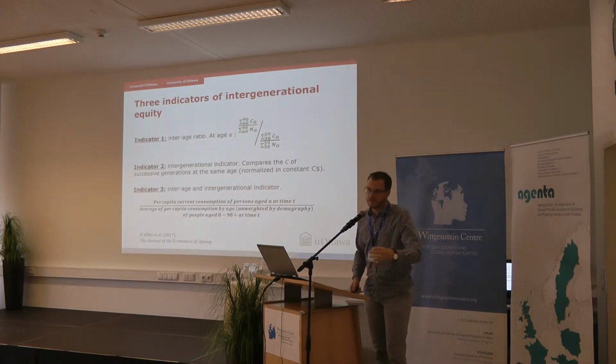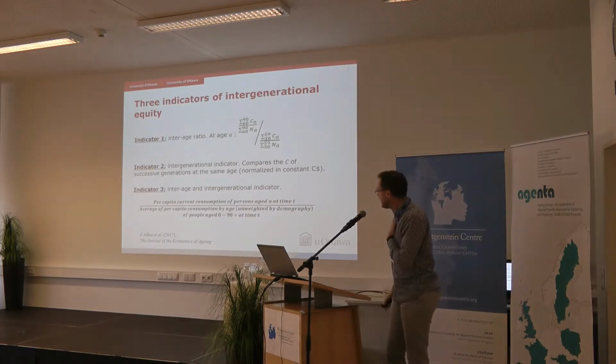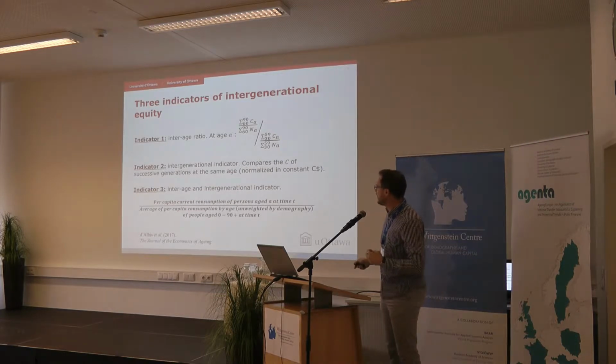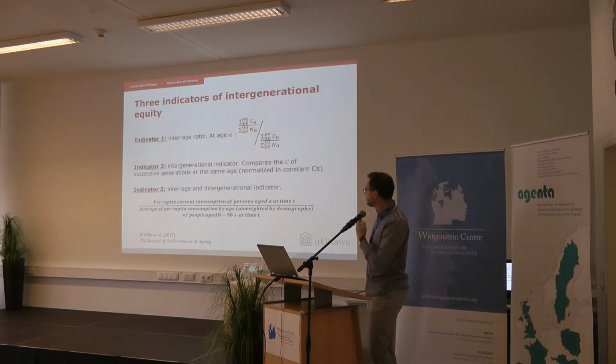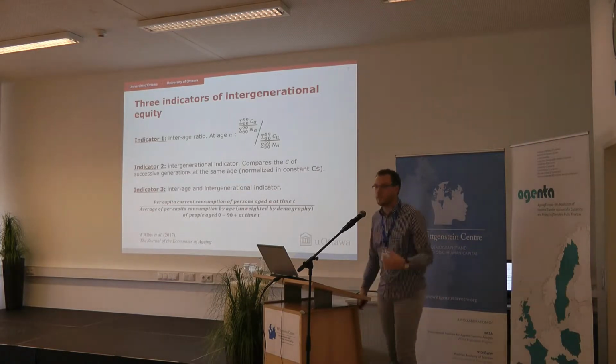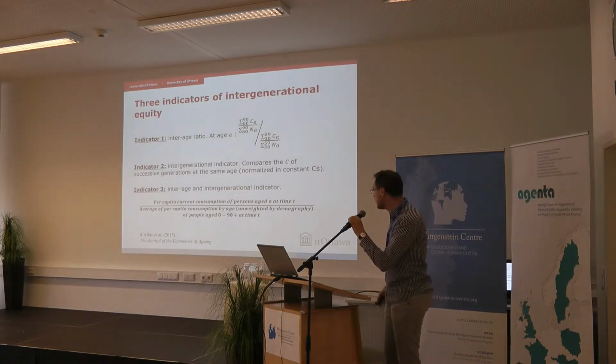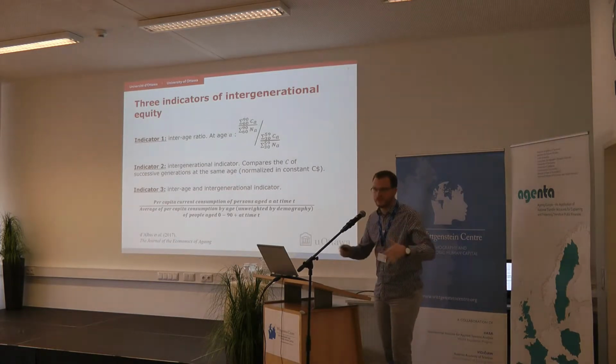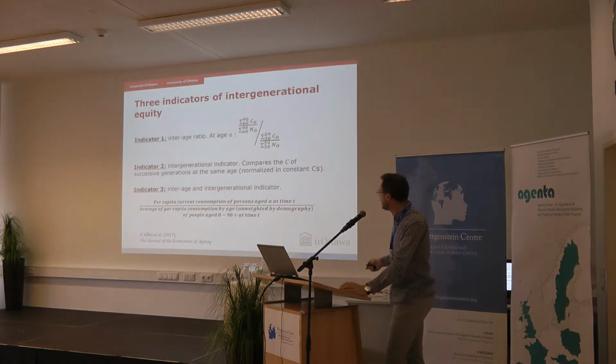The third one is a bit more complicated. It's an inter-age and intergenerational indicator that we applied in a paper in the Journal of the Economics of Ageing on another topic for France. What you do is you take what a person age A at time t gets in consumption, and you compare it with the average per capita consumption by age, but unweighted by population. We can discuss a lot about how to do that, and we did it over the entire population.